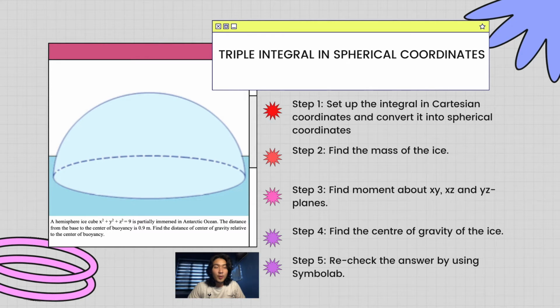There are a few steps that we can follow. Step 1. Set up the integral in Cartesian coordinates and convert into spherical coordinates. Step 2. Find the mass of the solid. Step 3. Find the moments about the xy, xz and yz planes. Step 4. Find the center of gravity of the solid. Step 5. Recheck the answer by using Symbolab.